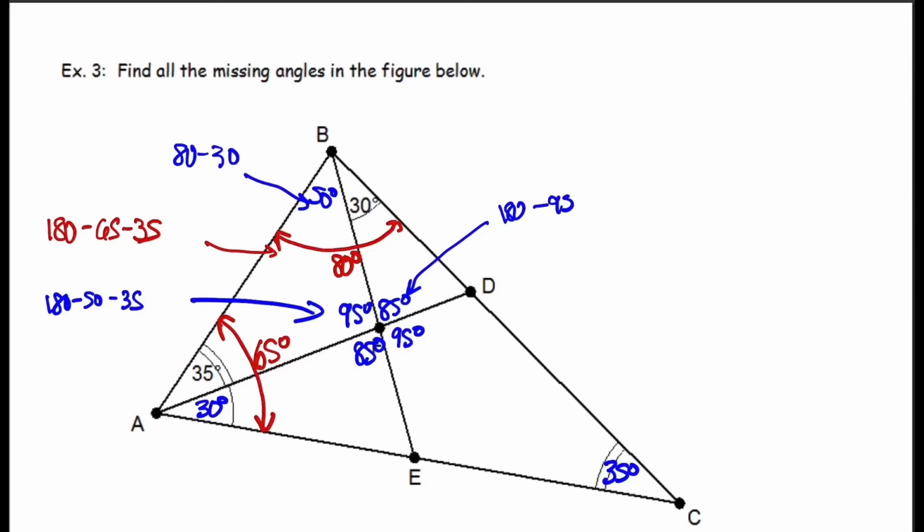All right, working my way around the figure. Let's take a look at this triangle now. That's 30, that's 85, so I'm going to subtract those from 180 to get this angle. 180 minus 30 minus 85. That gives me 65. And then notice here we have a straight line, supplementary angles. So this one here is going to be 180 minus 65. And that gives me 115.